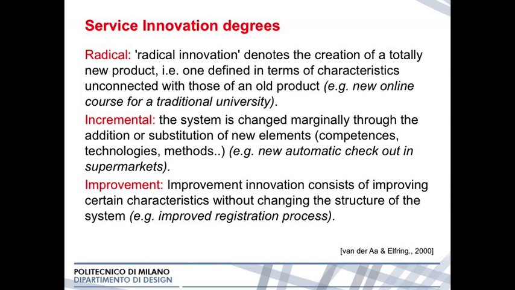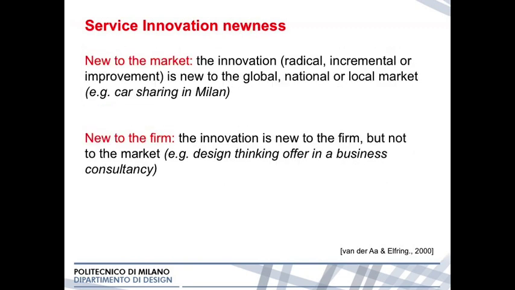Incremental change, instead, is when the system is changed marginally through the addition or substitution of a new element, so a new competence, a new technology, a new method, like the new automatic checkout in supermarkets, for example. And then improvement, instead, is the improving of certain characteristics without changing the structure of the system. For example, an improved registration process within the university offering. Okay, so understanding that there are different degrees.